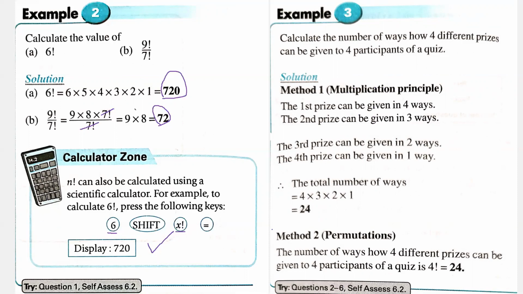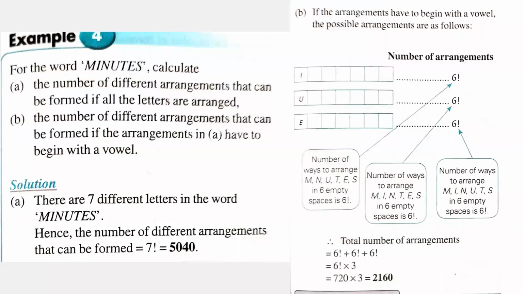But how about permutations? You can simply use 4 factorial, then it will be 24. Next, example 4. For the word MINUTES, calculate the number of different arrangements that can be formed if all the letters are arranged. You just use 7 factorial and you will get 5040.